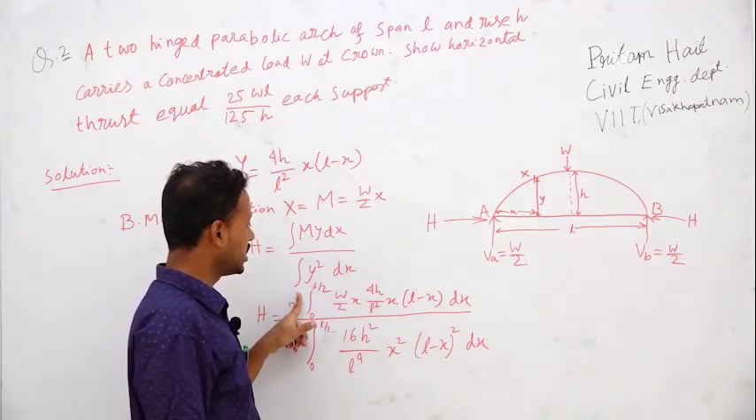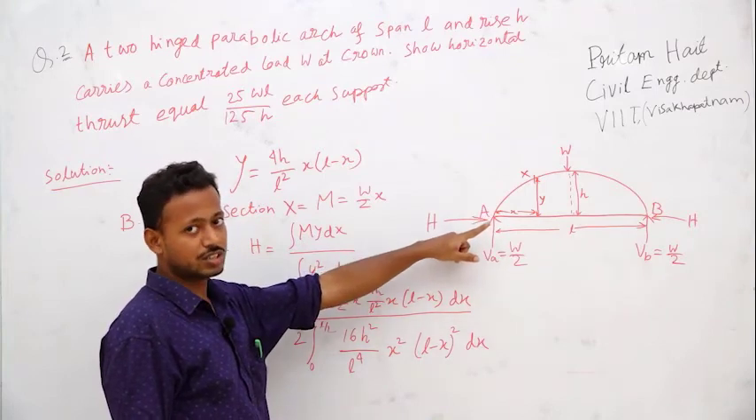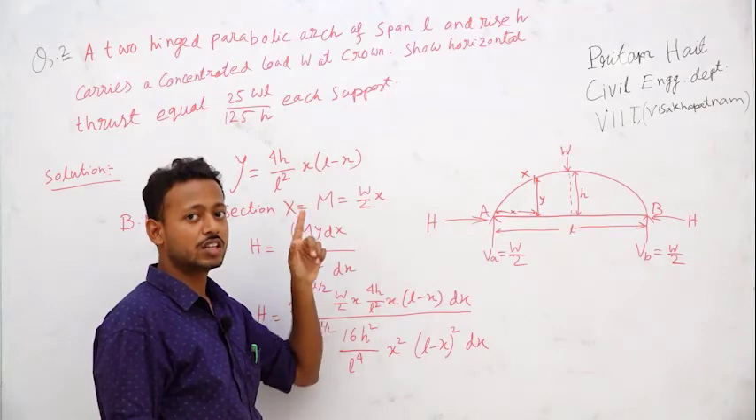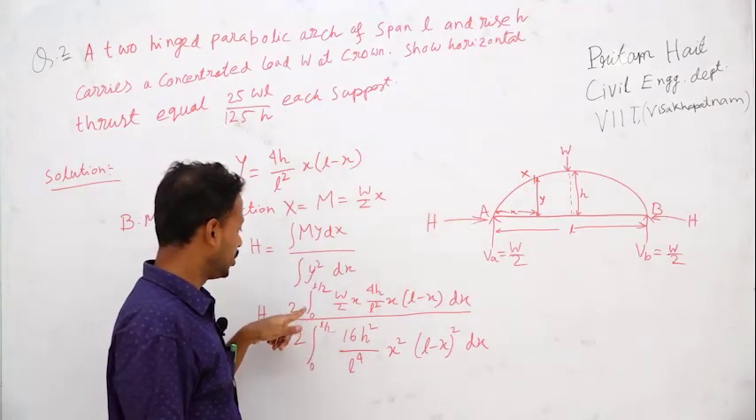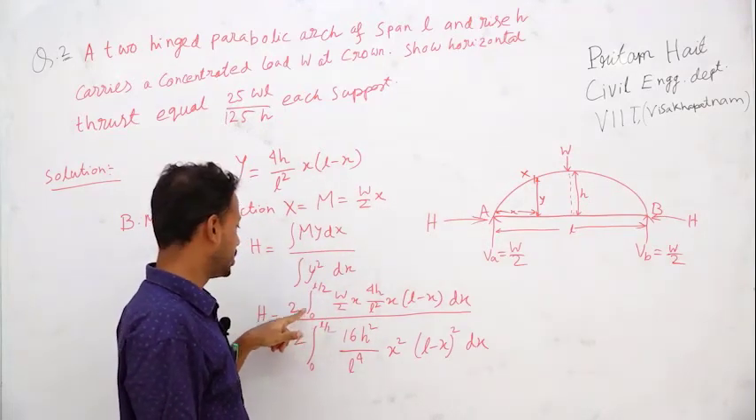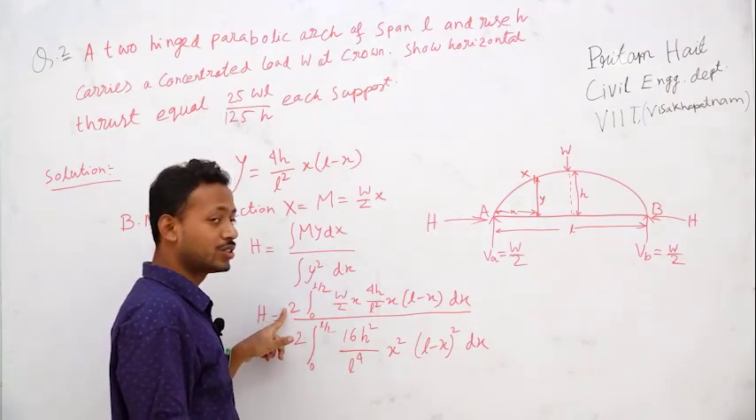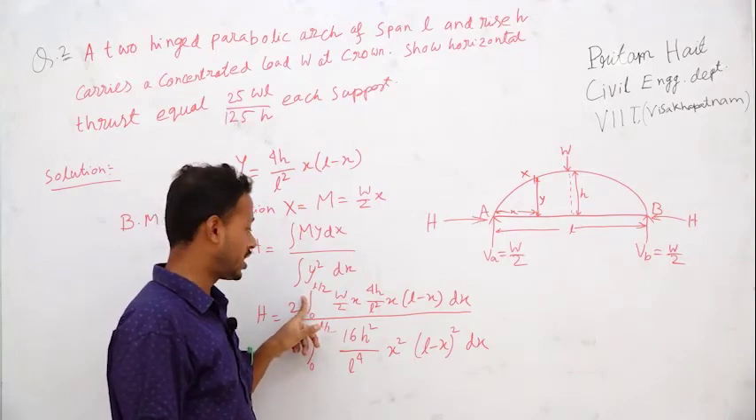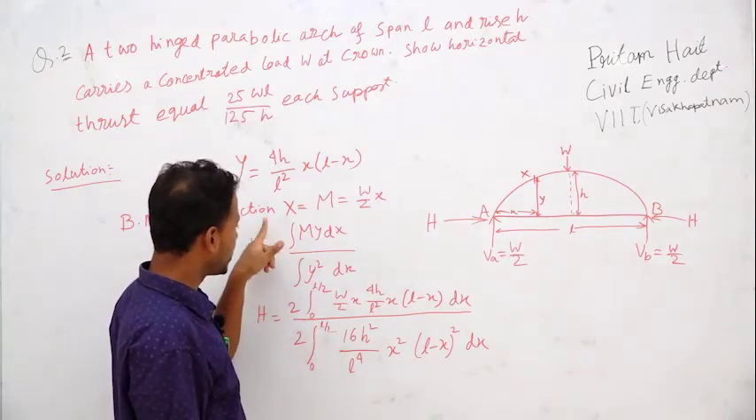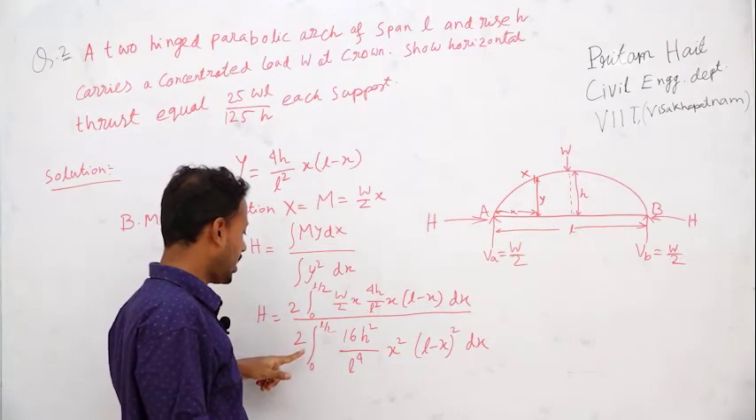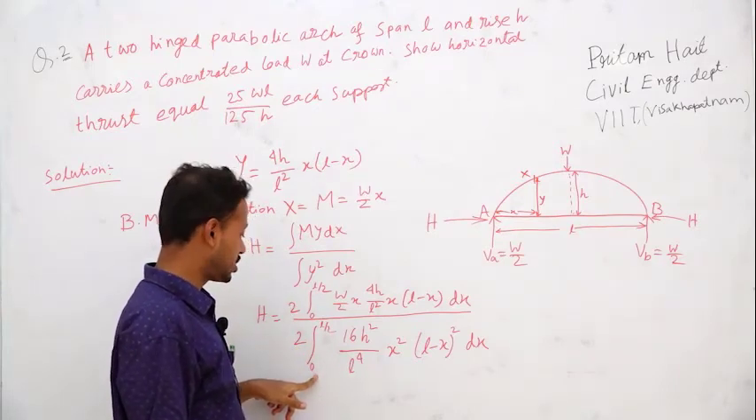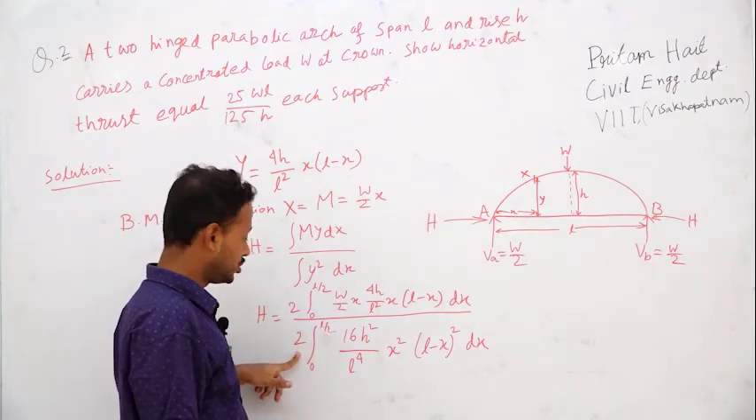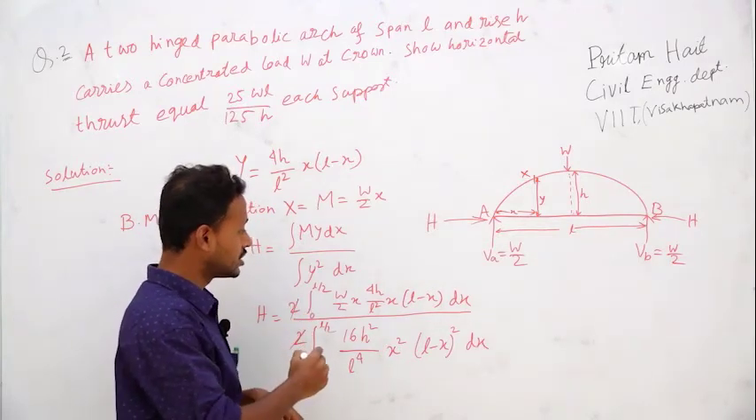So I am integrating for the half portion and I will multiply by 2. That will evaluate the horizontal thrust for the full span. So I am integrating the function from 0 to L by 2 and multiplying by 2. This is for the numerator, and for the denominator also I will integrate the function from 0 to L by 2 and multiply by 2. So eventually these two will be cancelled.